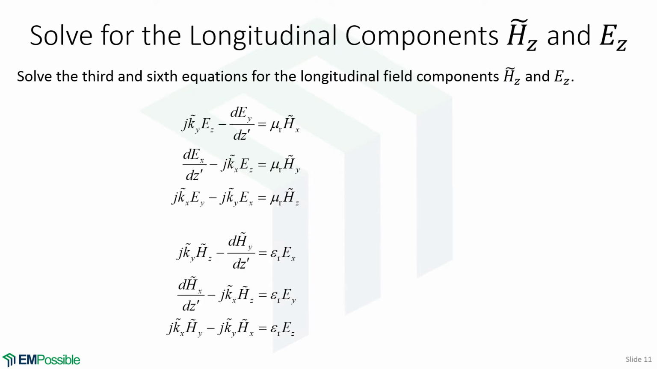At this point, we have a set of 6 coupled partial differential equations. We can reduce this down to 4 by first solving the third and the sixth equation for the longitudinal components. So we're solving this first equation for hz and this last equation for ez. And here's what we get. Now let's go on to the next slide.